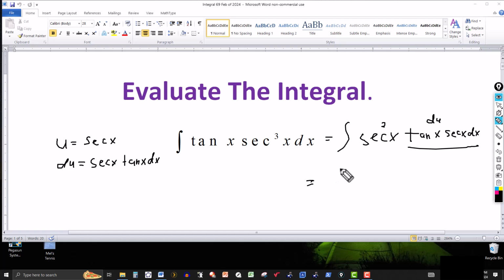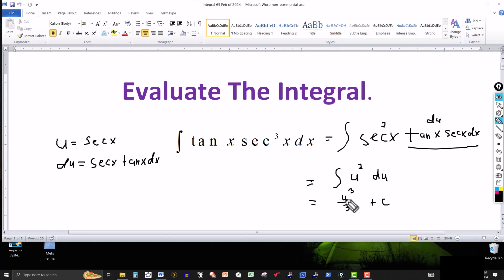So I'm just going to write this as the integral: secant of x is u, and it's squared, so this will be u squared. And then, like I said, tangent of x secant of x, that's going to be du. Then I just integrate with respect to u. Add 1 to the 2 and divide by that. So this will be u to the third over 3 plus the constant of integration.